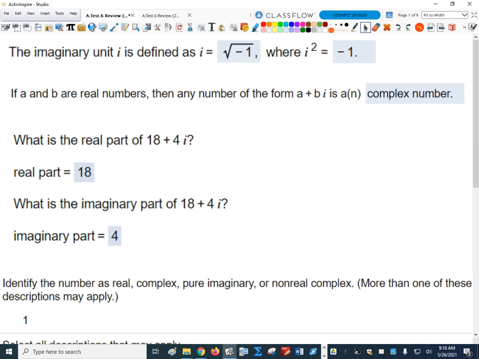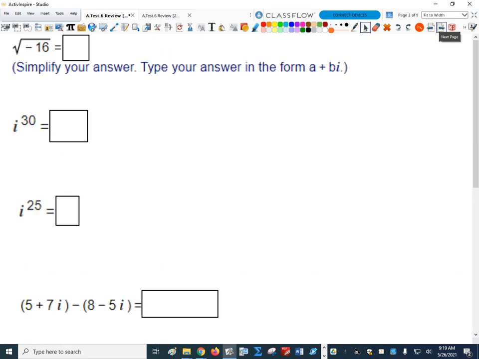Okay. Square root of -16 is 4i. Good. And the important thing there is the negative inside becomes an i outside.